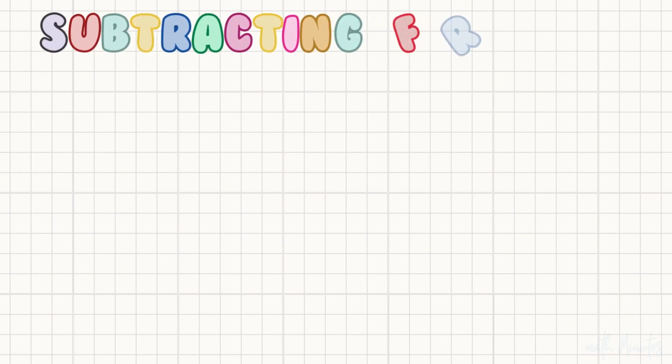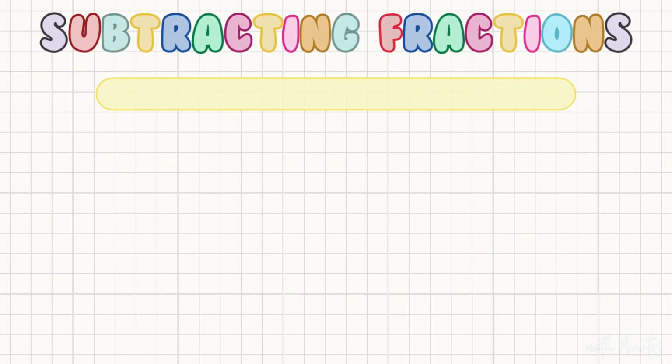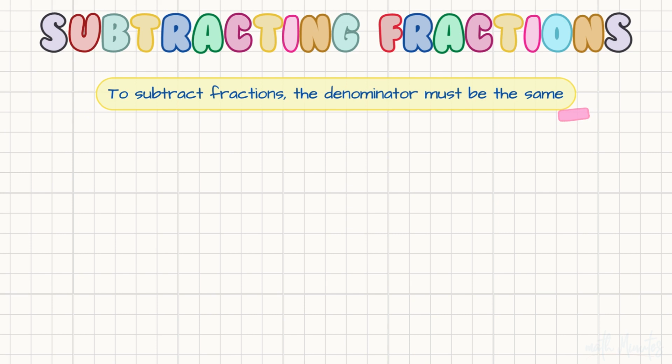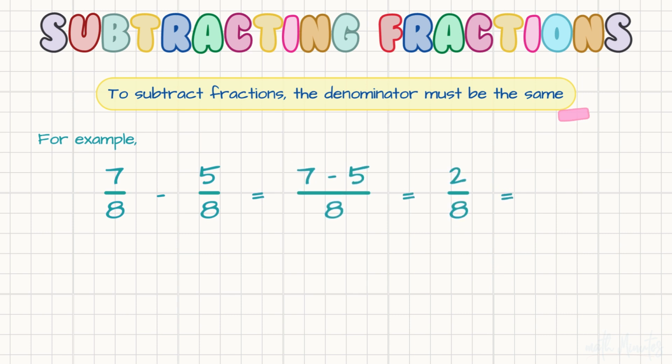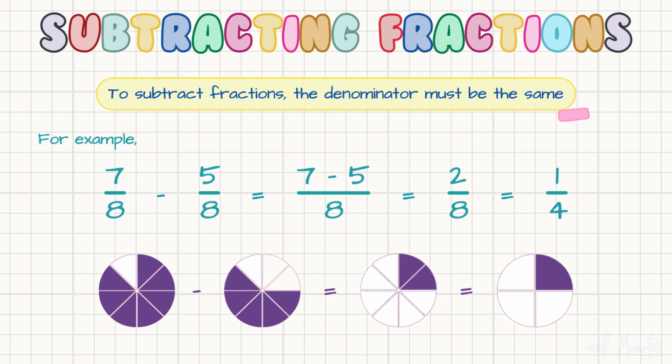Subtraction works similarly to addition. If the denominators are the same, subtract the numerators. For example, 7/8 minus 5/8 equals 2/8, which simplifies to 1/4. Let's look at this visually.